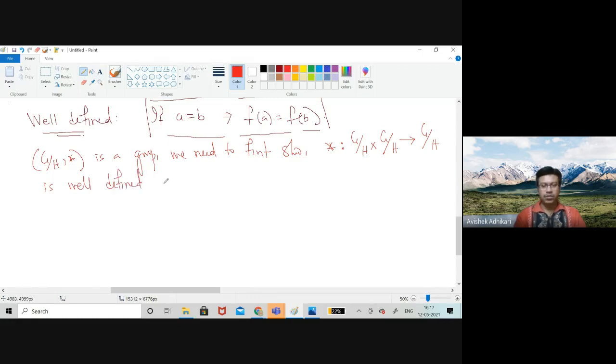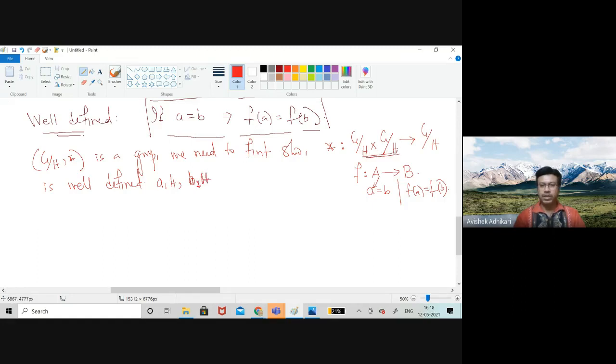That means, to show that this is well defined, take two elements from here. If I look at a similar idea, what we need to show is: take two elements A and B, suppose A and B are equal, to show that f(A) should be equal to f(B), right? So here you need to take two elements from here. How should the elements look? Two elements means, say, A1H comma B1H. So this is an ordered pair.